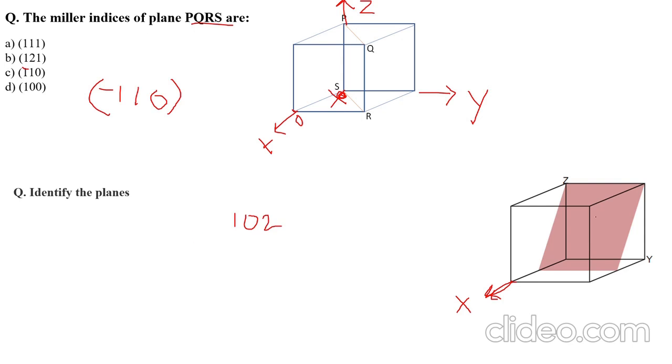For this last question, what is the intercept on your x-axis? I have taken half. Yes, 1/2. And y? Infinite, yes, because it is parallel to y. And for z, we have 1, right? So we have 1. I think you can take it as 102, right?